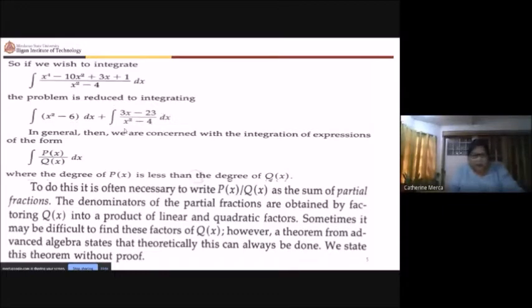So this is the only problem left for us, how to integrate it. This, you know how to integrate this, right? So in general form, you will actually have this type. P of x over q of x, where the degree of p of x is less than the degree of q of x. If you take a look, 3x minus 23, this is x squared minus 4. So to do this, it is necessary that you have to rewrite p of x over q of x as the sum of partial fractions.